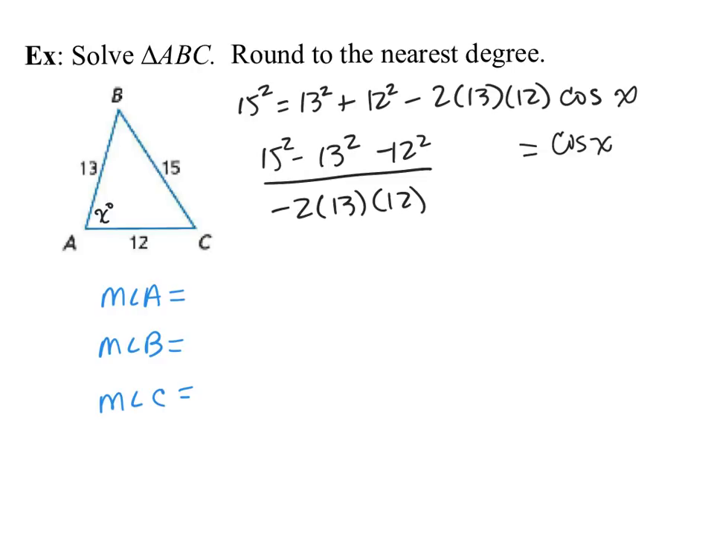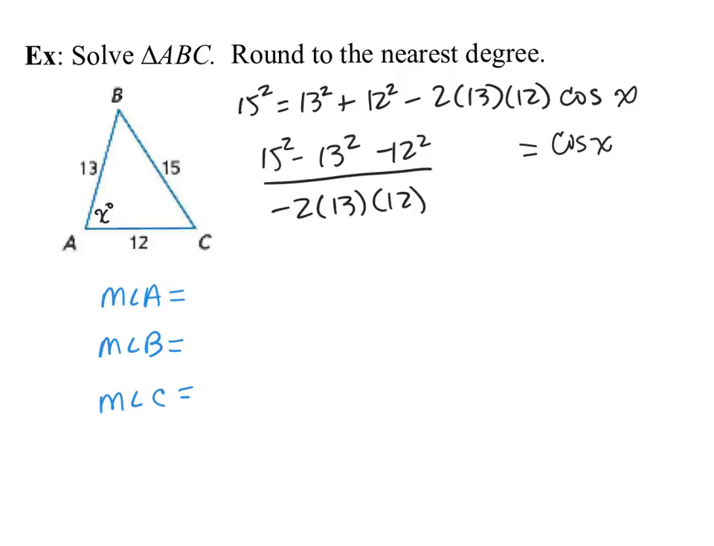In the last example, we took two or three steps to do that, so let me make sure I didn't lose anybody. I subtracted 13 squared and 12 squared from both sides, moving those over to the left by subtracting. Then I divided both sides by negative 2 times 13 times 12. Be careful that you don't lose this negative here.